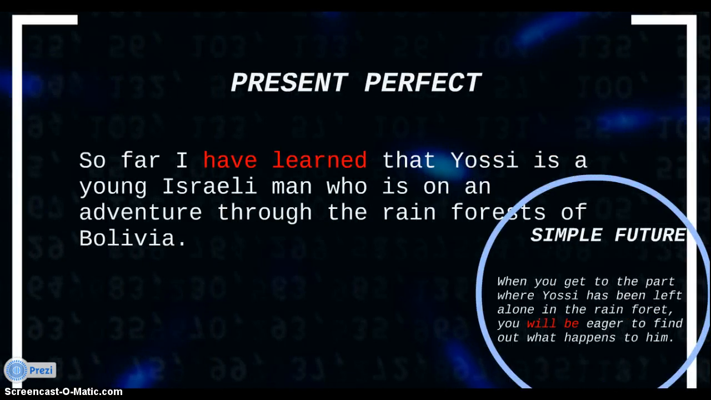If you're using present perfect, which we have talked about before, again, this has a helping verb. In this particular example, we're going to use the verb have. So far, I have learned that Yossi is a young Israeli man who is on an adventure through the rainforest of Bolivia. Because we're using the first person I narrator, we would use have. If it was he or she, we would use has. That's present perfect tense.